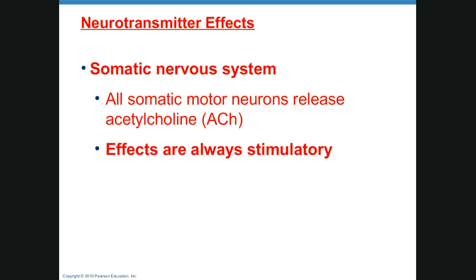Another difference is going to be in the transmitters. The somatic nervous system uses only one neurotransmitter, which is acetylcholine, and the effects are always stimulatory. In other words, the somatic motor neurons are going to release acetylcholine, and they're always going to stimulate the skeletal muscle. Okay. Versus the ANS.